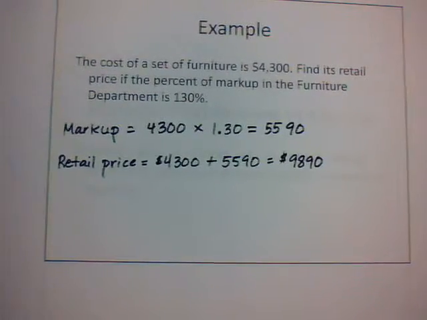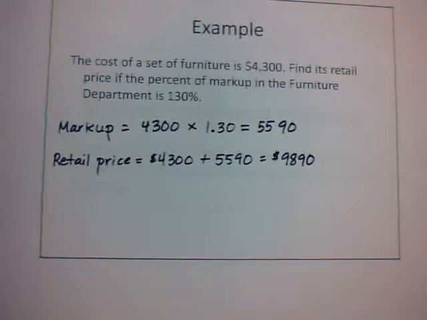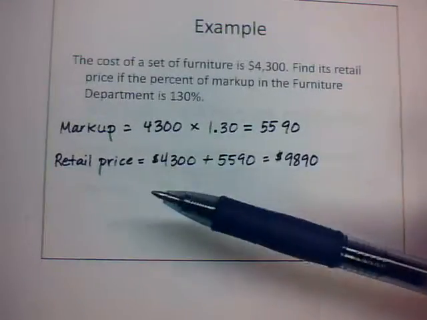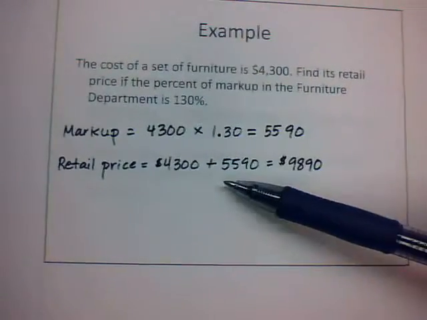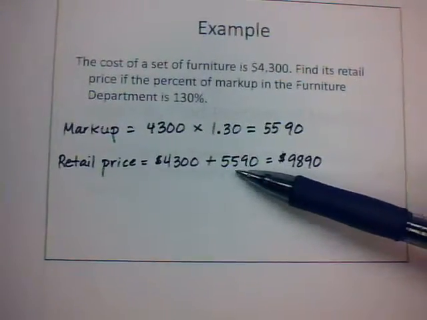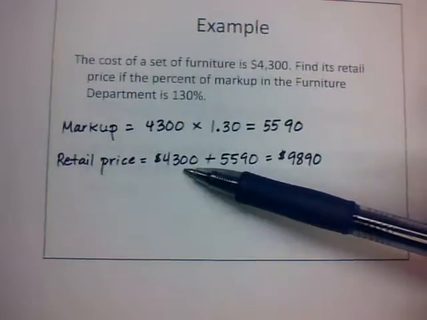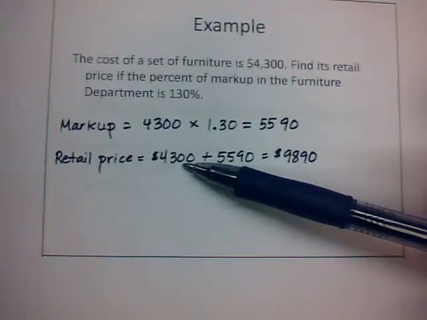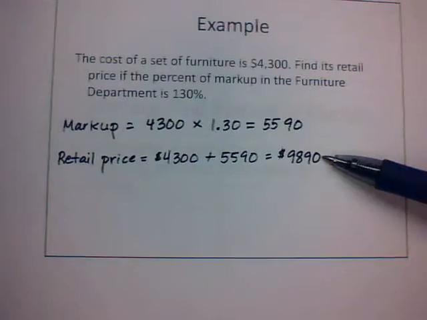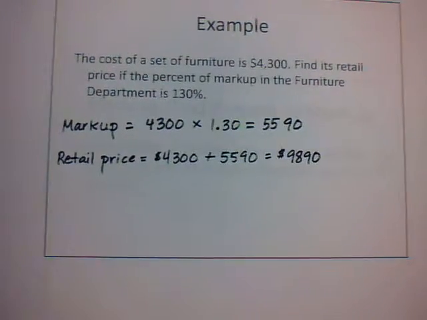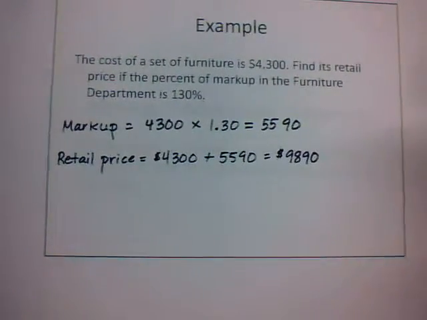$5,590. That's the markup. Now, we need to find out what the retail price is. We'll take the amount of the markup, which is $5,590, add that to the wholesale price of $4,300, and you'll end up with a retail price of $9,890.